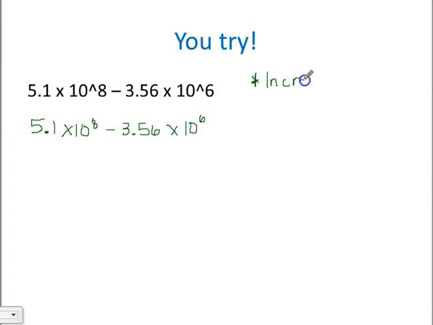So the rule that we just talked about is if we increase the power, then we have to move the decimal to the left to adjust.